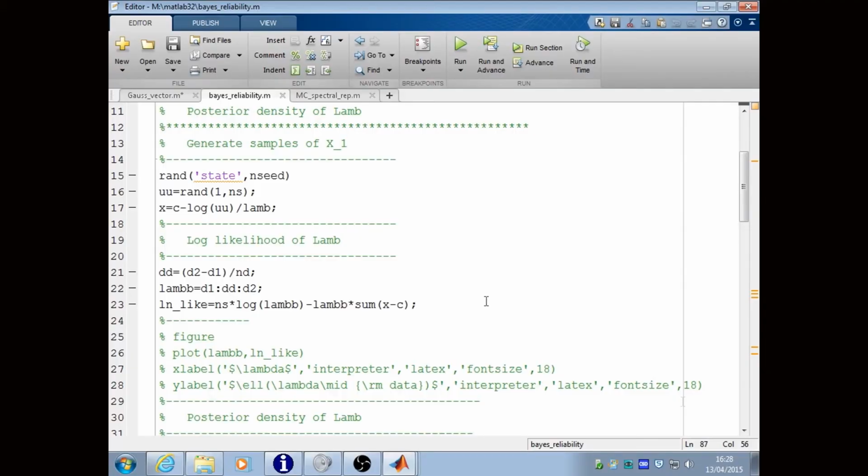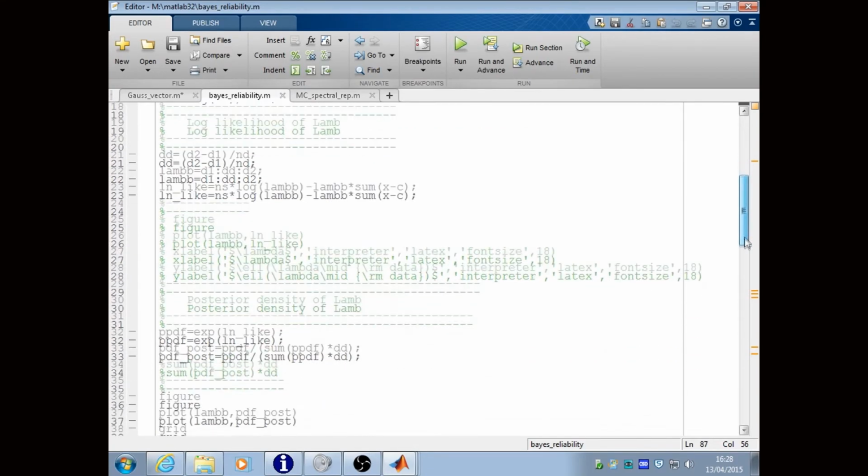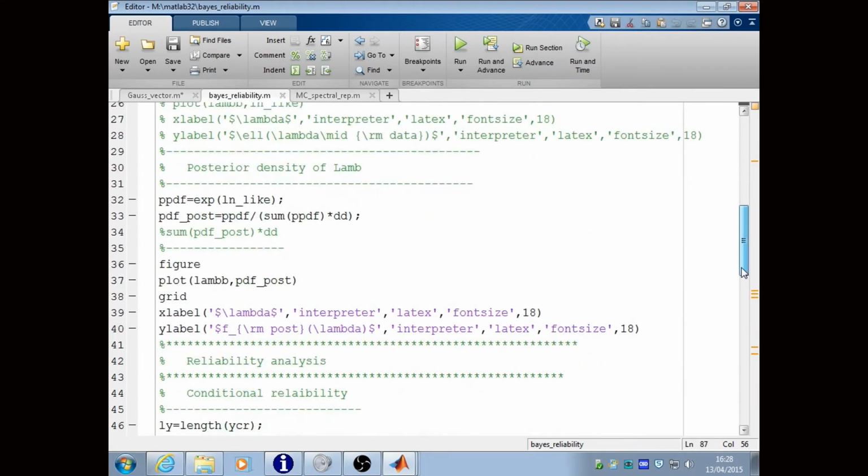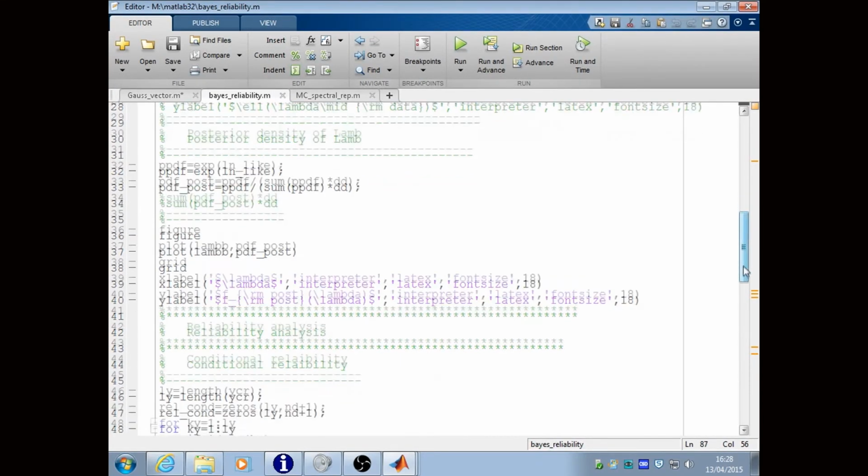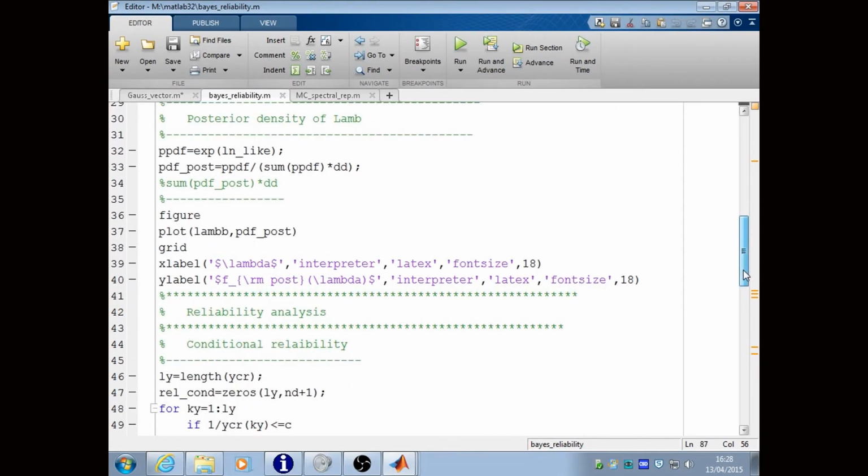Let's see if I remember what I did next. Okay, so now I went back to the distribution. After I calculated, I went back to exponential, and I put together the posterior PDF. I scaled it to be a PDF. And then there are some figures which we are going to discuss right away. All right, so ready to run?